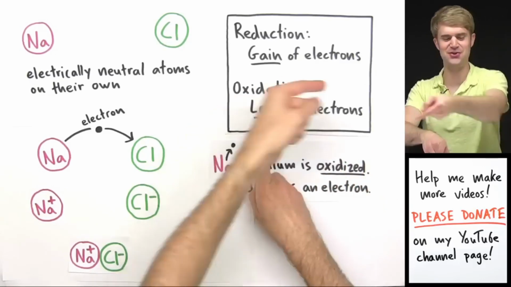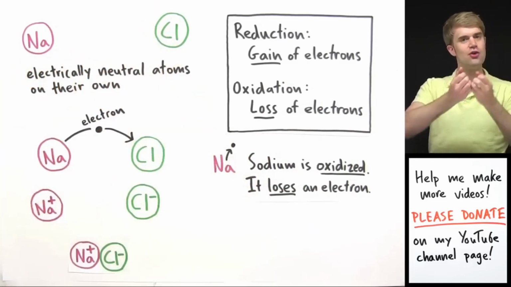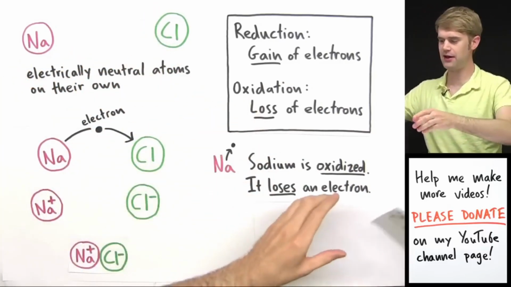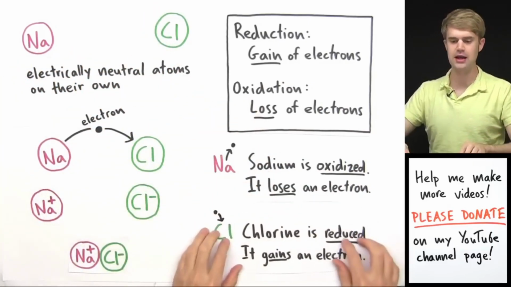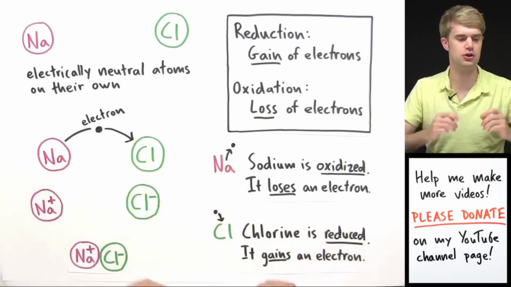Here's a diagram of sodium giving up that electron. Now chlorine, on the other hand, is receiving an electron. It's gaining an electron, so chlorine is being reduced. So there's oxidation and reduction going on here.